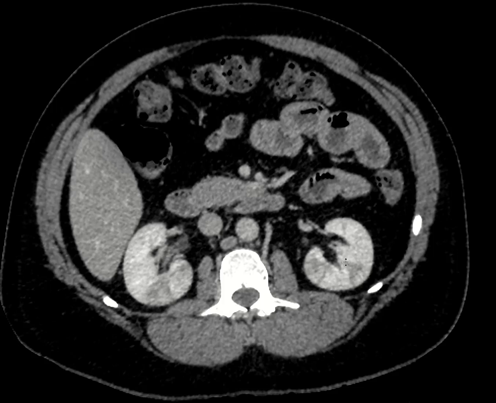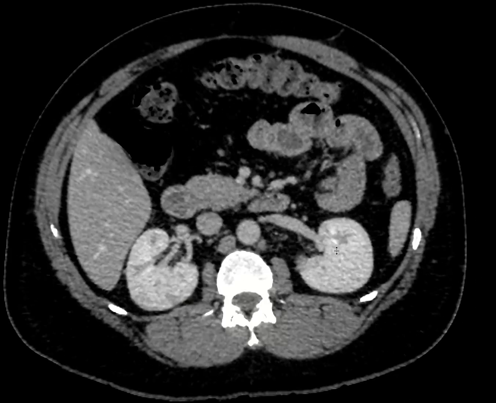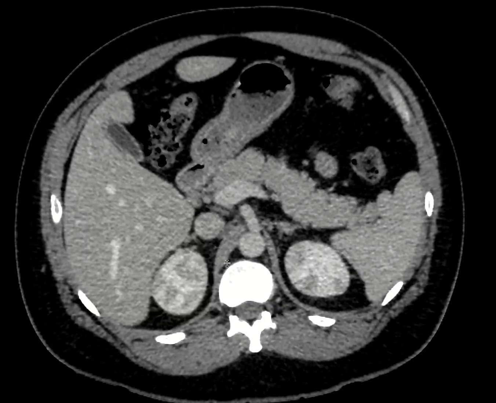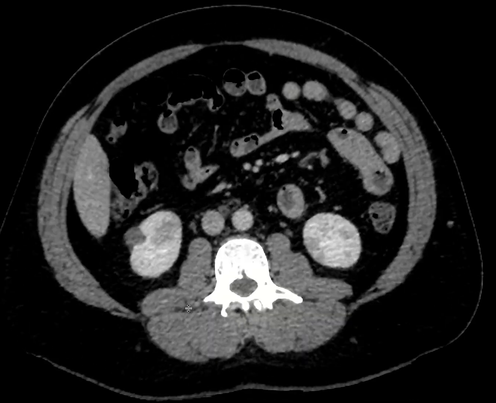You can actually see that there are areas, these kind of wedge-shaped or striated areas, in which you don't see great uptake of contrast. And this is not only involving the left kidney, but you can also see in the right kidney as well similar imaging features.